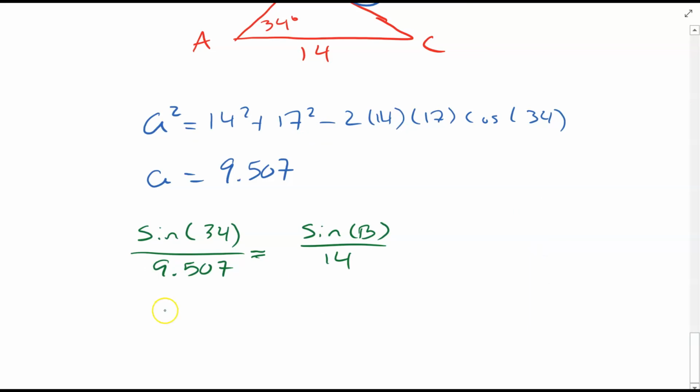Okay, so let's cross multiply and divide and take the sine inverse. I'm going to do that all in one step. Is everybody cool with that? Oops, forgot to write sine inverse.